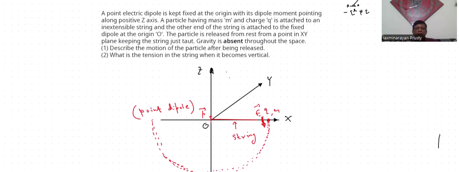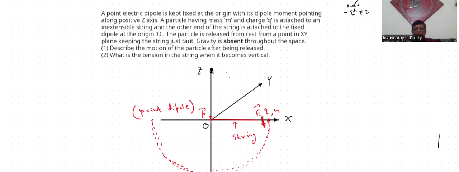And a particle having mass m and charge q is attached to the point dipole with the help of an inextensible string of length L, let us say. And it is released from there. Where is it released? You see how it is kept on the xy plane.